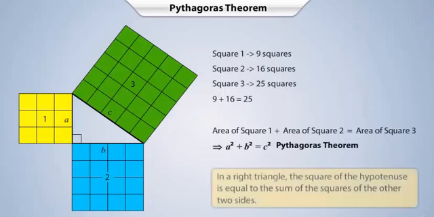According to the Pythagoras Theorem, in a right triangle, the square of the hypotenuse is equal to the sum of the squares of the other two sides.